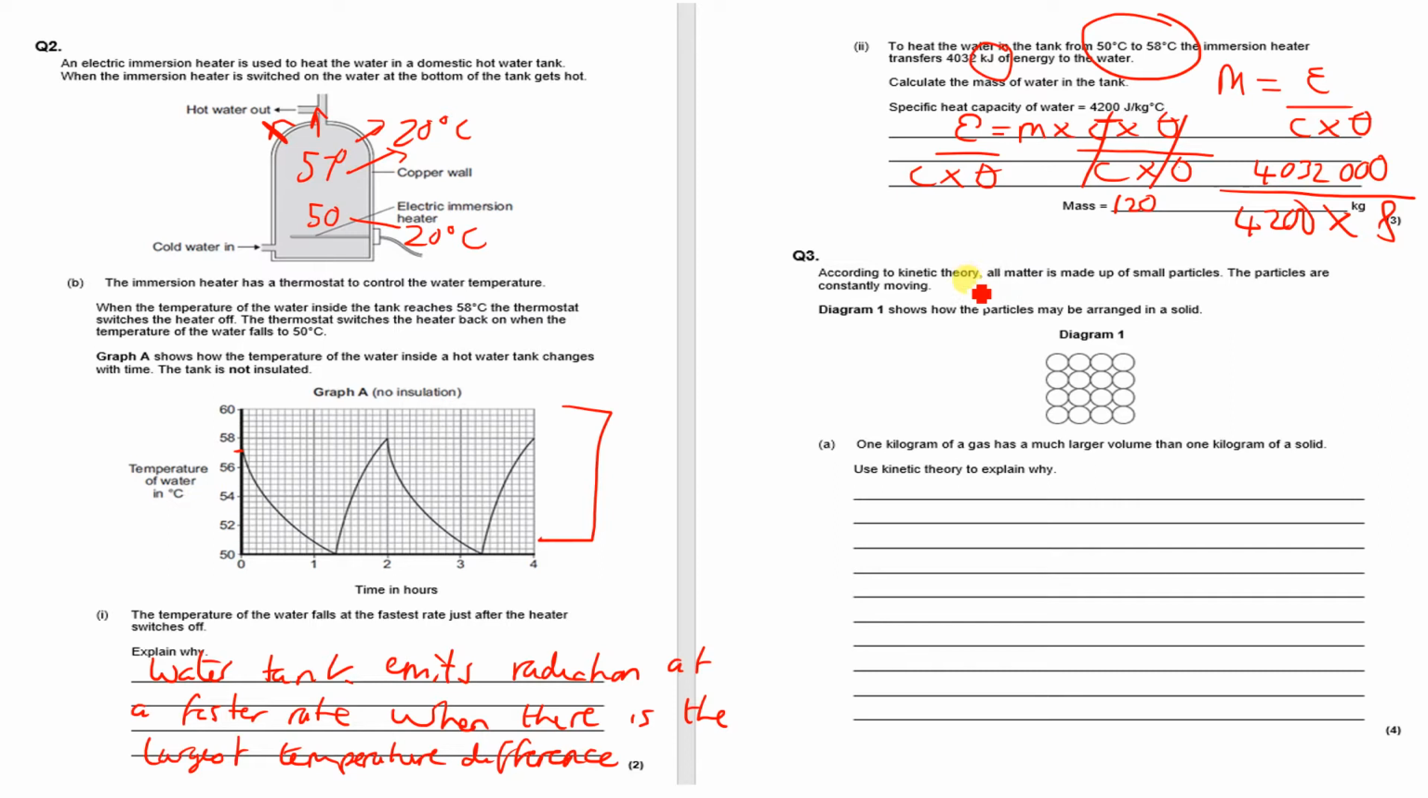Okay, according to kinetic theory, all matter is made up of small particles, so particles are constantly moving. Now remember, no matter what it is, the particles have to be moving. Even at the very, very coldest parts of space, you still get particles vibrating, just a lot slower. Right, 1 kilogram of gas has a much larger volume than 1 kilogram of a solid. Use kinetic theory to explain why.